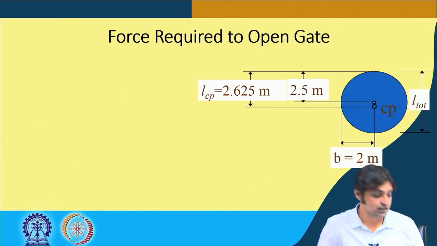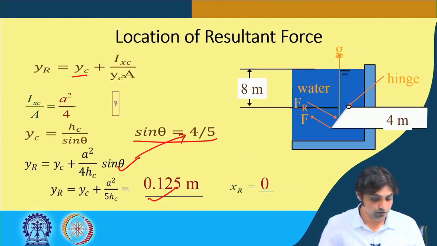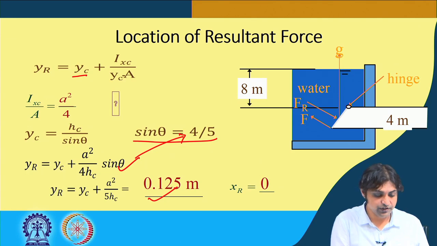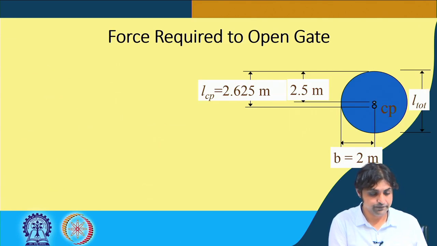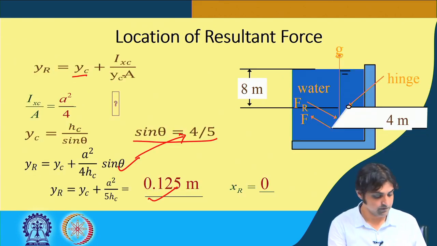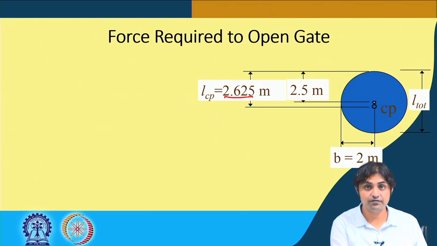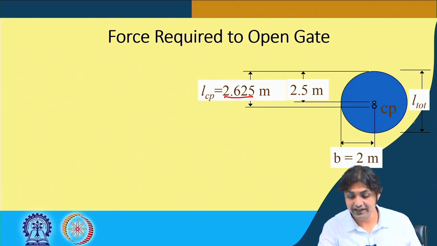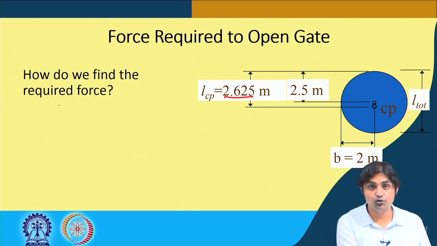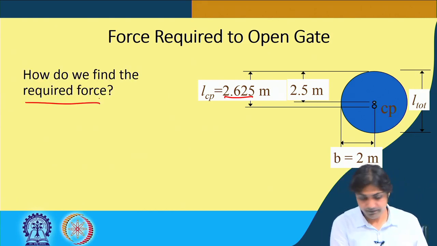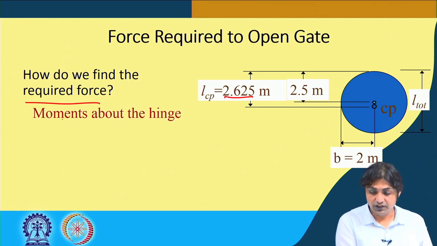Now the most important part is the force that is required to open the gate. What all do we know? See, YR is 0.125, right? So this will become 2.5 plus 0.125, that will be 2.625, correct? And this is 2.5 meters, this is 2, and this is the total length, L total. How do we find the required force here? We have to take moments about the hinge. Hinge was here.